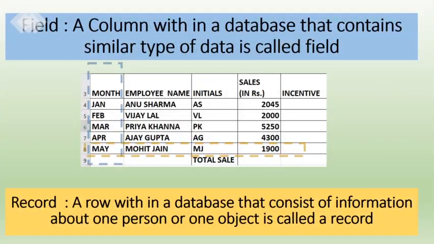Let's summarize this. Field is a column within a database that contains similar type of data, whereas record is a row in a database that consists of information about one person or one object.